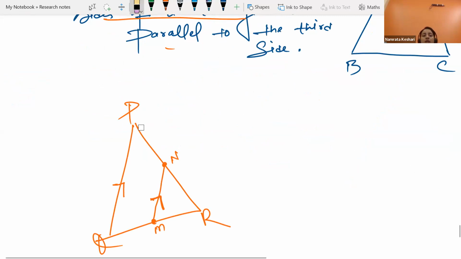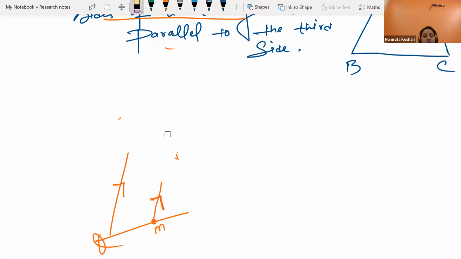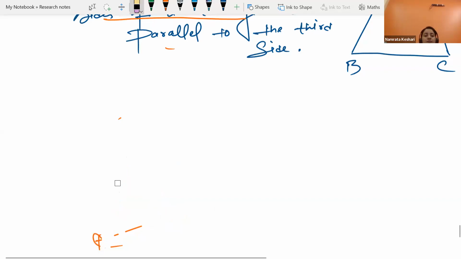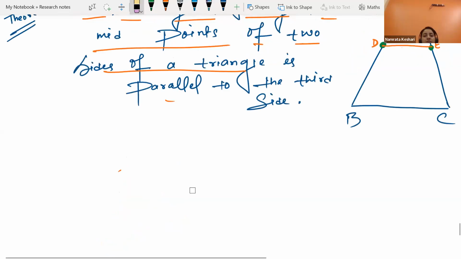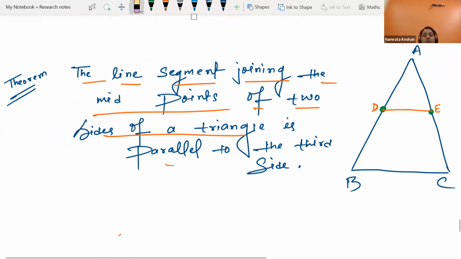Okay, so if you join the midpoints of two sides of a triangle, automatically that line segment will be parallel to the third side. That's what we have to prove over here. And the name of this theorem is midpoint theorem. Let's prove it. Can I note the midpoint theorem? Yeah, sure. The name of this theorem is midpoint theorem.